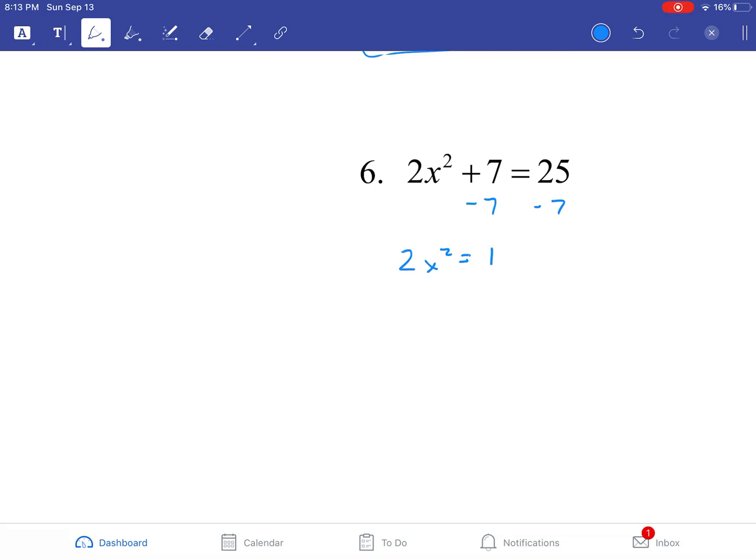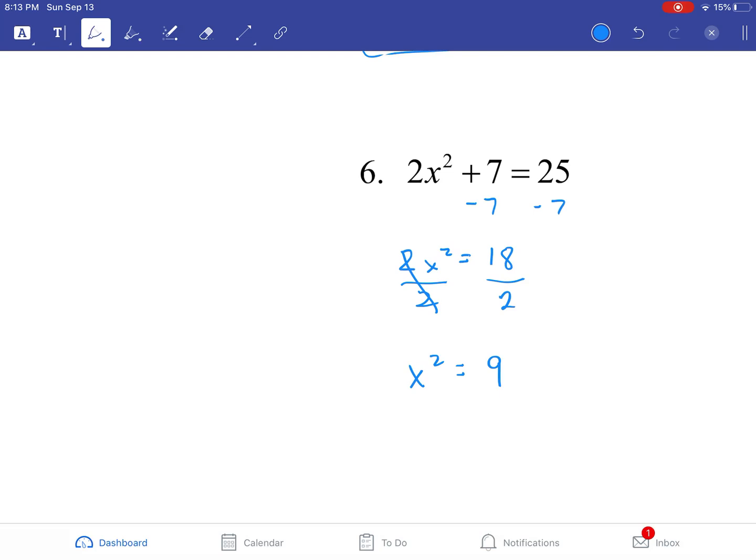18, sorry. I could do math in my head. Next, the 2 part is not the part that's being squared, just the x's. So we want to get the x by itself because that's the only part that's being squared. So we divide both sides by 2. So now x squared is by itself. So the part that's being squared is by itself, just like we did on number 5.